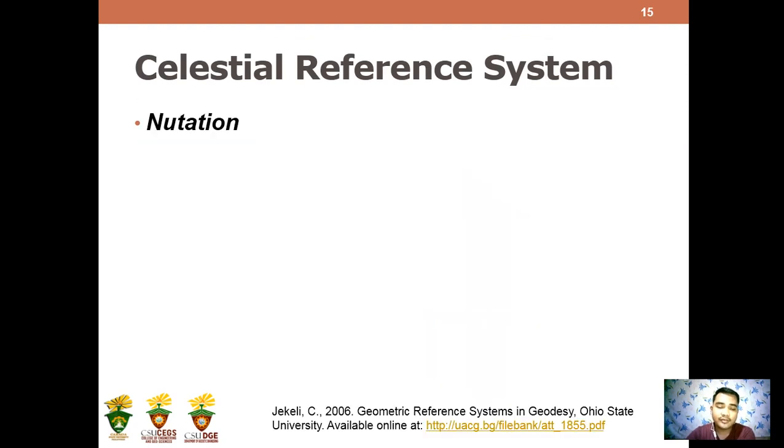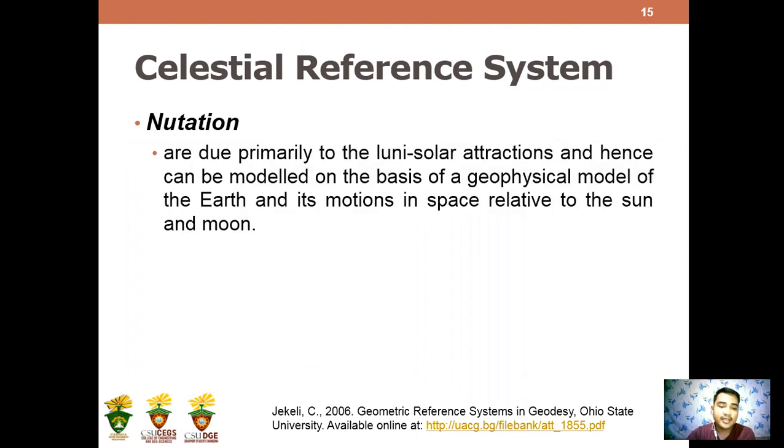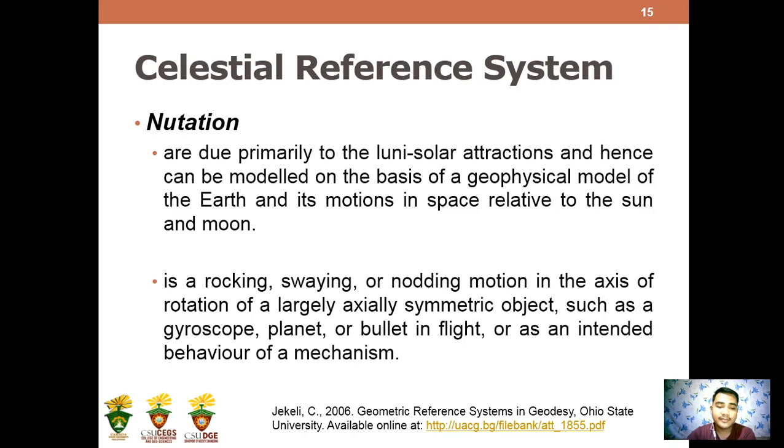And let's go now to the nutation. Nutation is due primarily to the lunar solar attractions, and hence can be modeled on the basis of a geophysical model of the Earth and its motions in space relative to the Sun and Moon. Another term is the rocking, swaying, and nodding motion of the Earth's axis of rotation, and is largely axially symmetric objects such as gyroscope, planet, or bullet in flight, or an intended behavior of a mechanism.